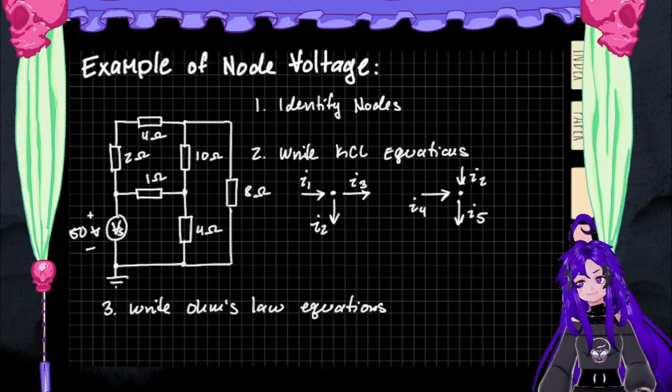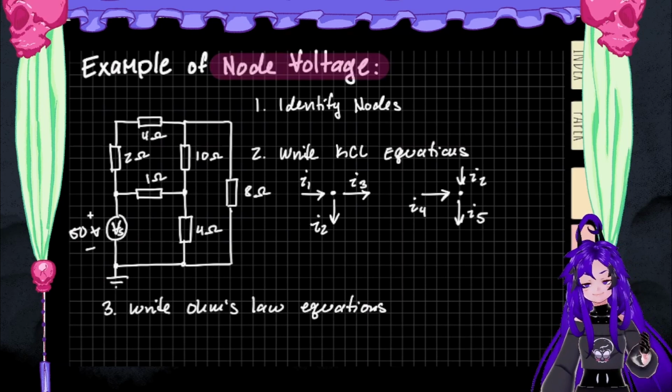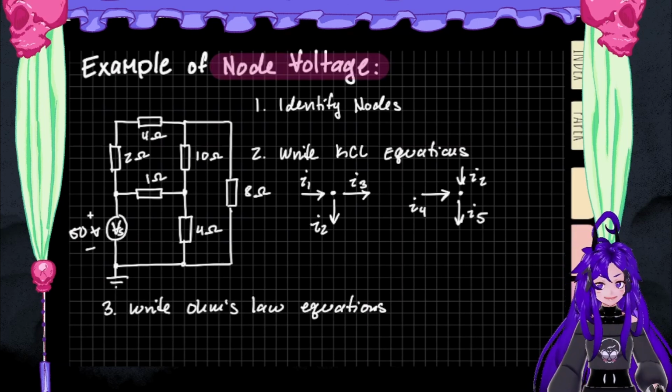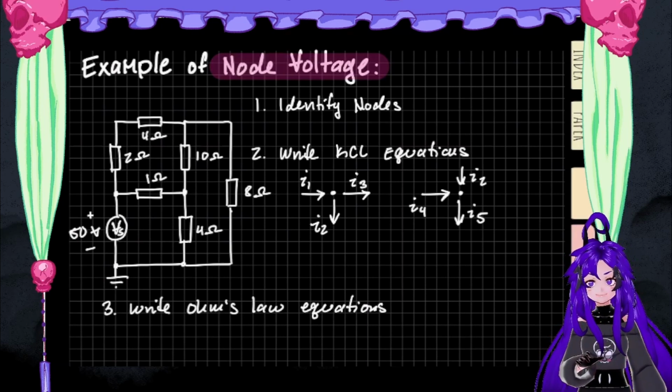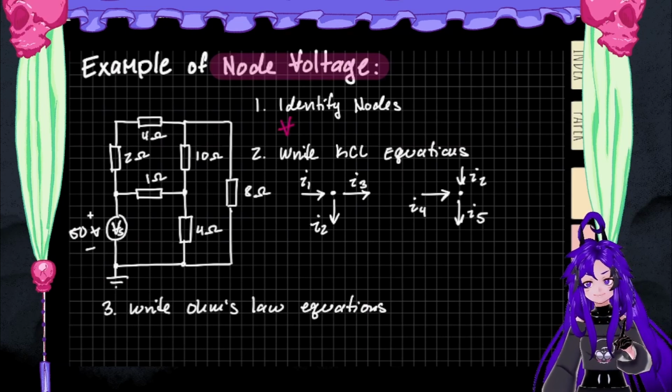We're gonna start with node voltage. So the first thing we need to do is identify the nodes, because that's what we care about in node voltage. We want to know what the voltages at the nodes are. I know that it was an intelligent sounding statement, but it is literally that simple. So we're gonna look and we're gonna find nodes.